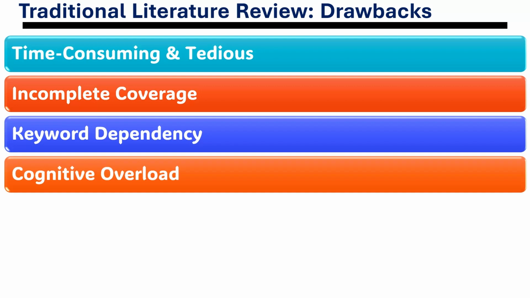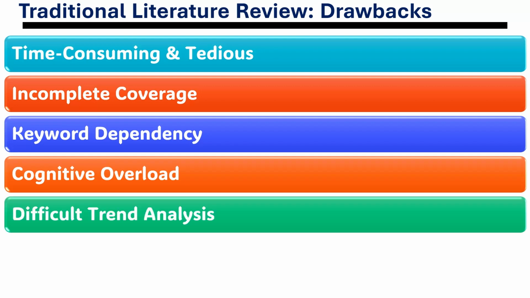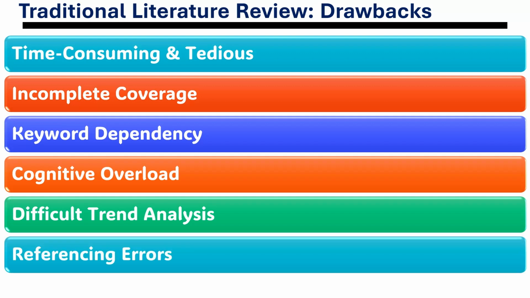And then cognitive overload. Manually comparing, summarizing, and synthesizing large volumes of literature leads to mental fatigue and reduced efficiency. It is also difficult to do trend analysis. Tracking publication trends, citation networks, or research gaps requires manual mapping, which was inefficient and error-prone. And the last one was reference errors. Managing citations manually leads to duplicate entries, incorrect formats, and missing references, especially in large volumes.